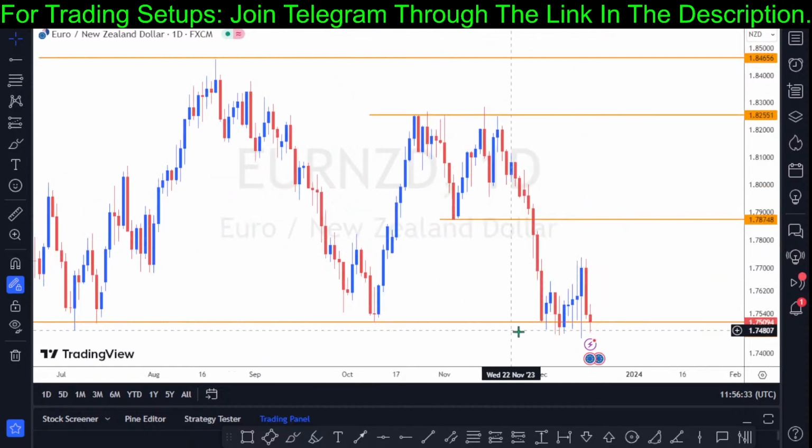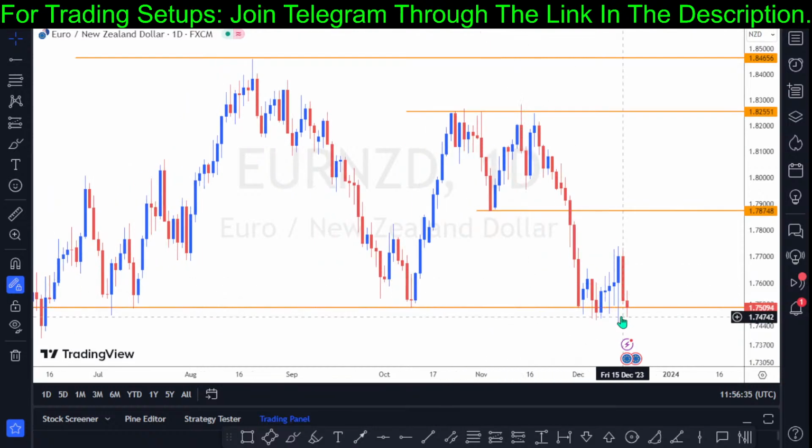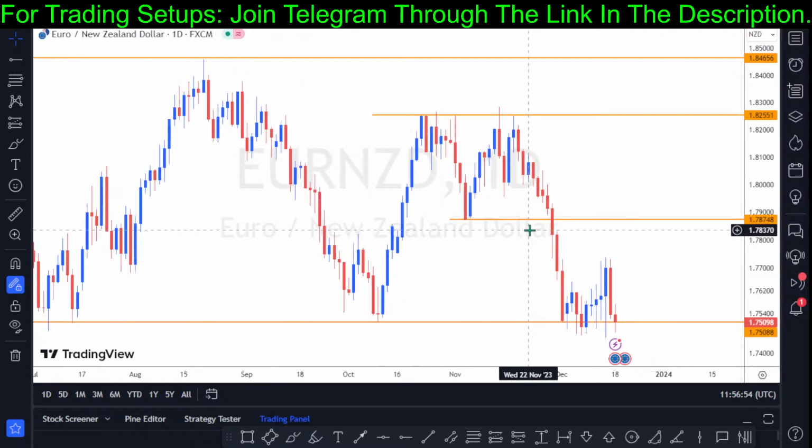So currently price is at the support structure right here at the price of 1.75094. You can see this level has been acting as a support for price. Price has been struggling to break this level. But based on what I can see right here, price could give us maybe a double bottom. If price can give us a double bottom, this could be a retest of this structural formation right here. So this is what I'm trying to look out for on this asset.